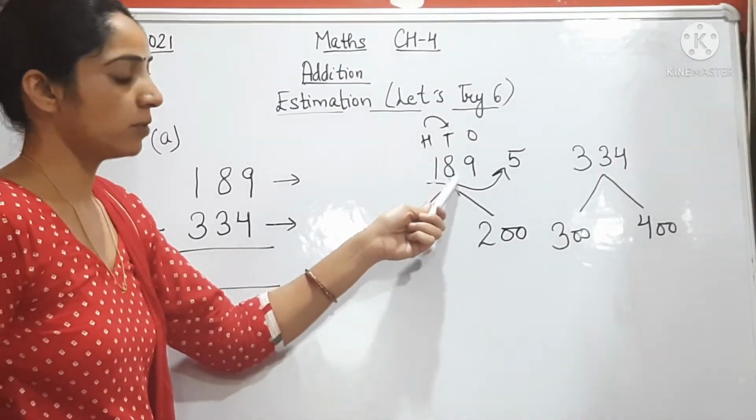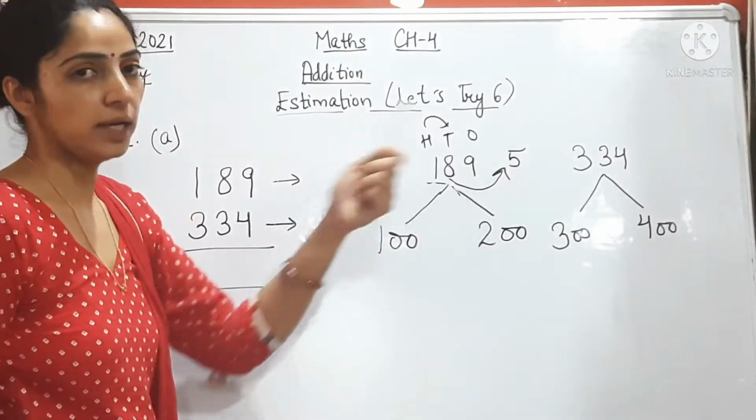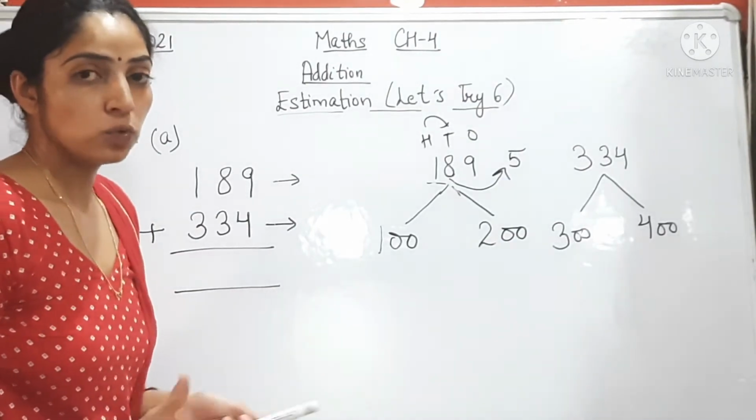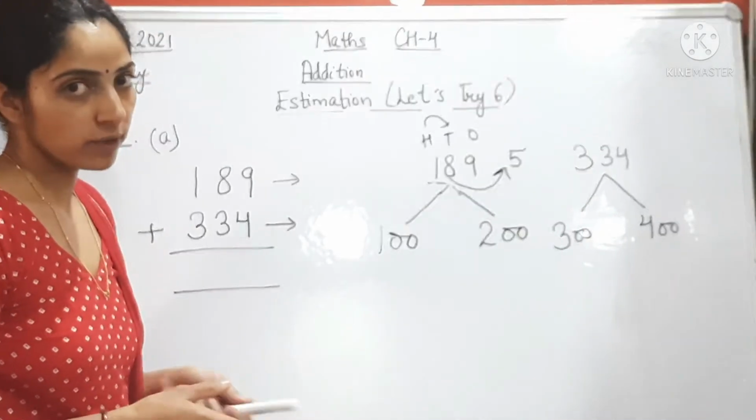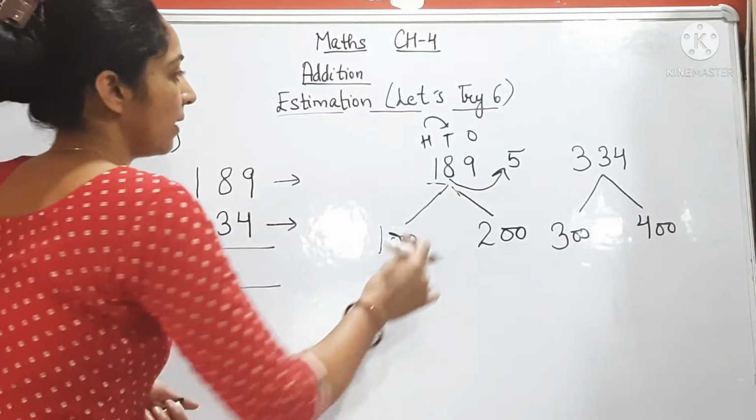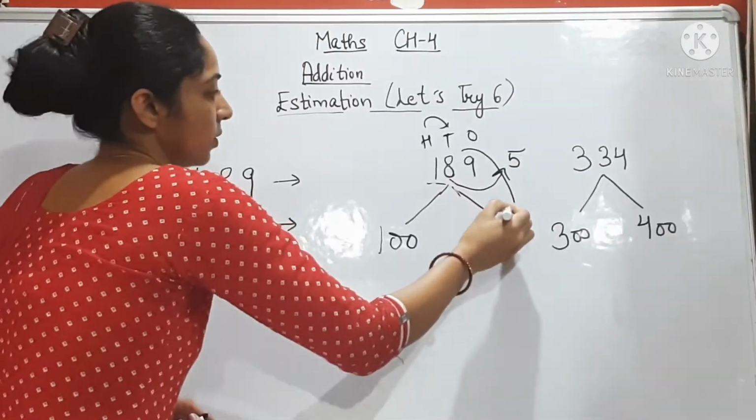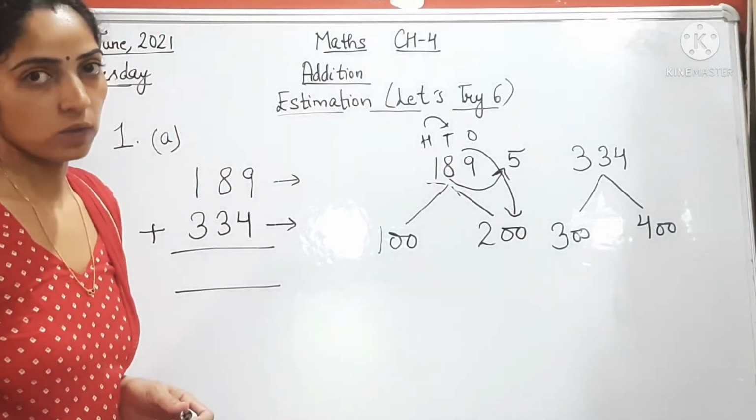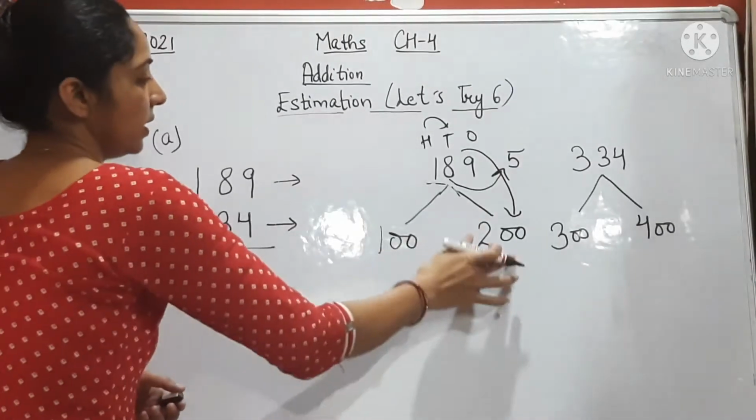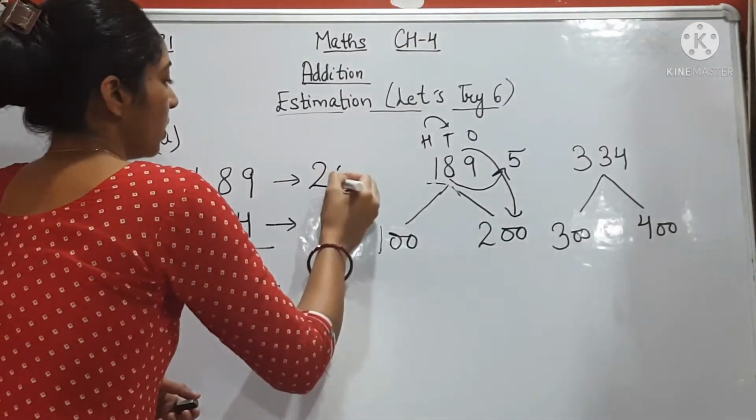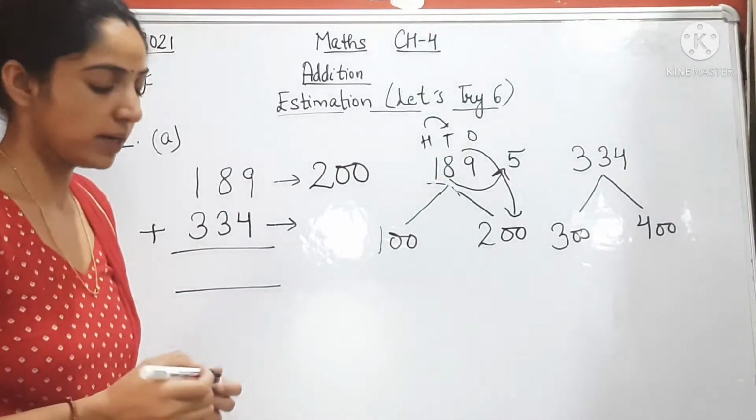So here we have given 8, and if we compare this 8 with 5, then as you know that 8 is greater than 5, 8 जो है वो greater than 5 है, then this number will go to the 200. Okay, so 189 कहाँ पे राउंड ऑफ होगा, 200 के ऊपर, राइट.